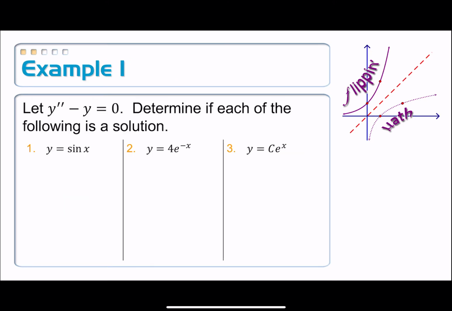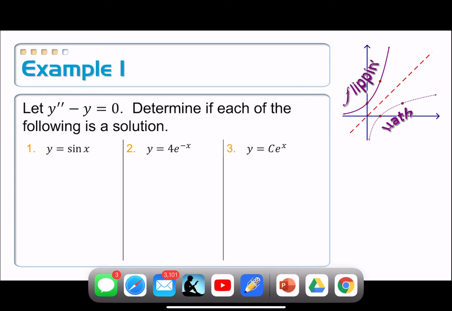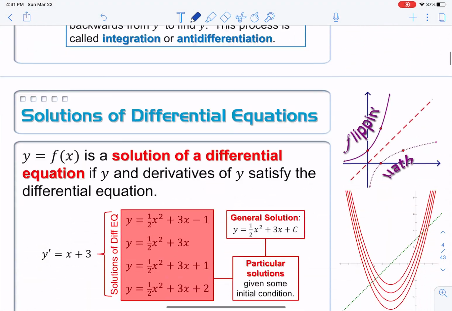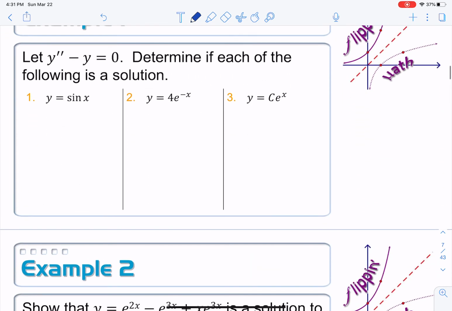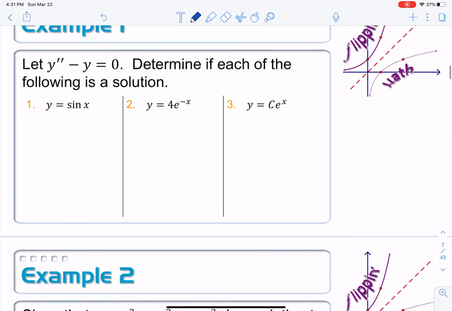All right, so in this first example, we're going to do exactly what we did on the previous warm-up question, is we're just going to check to see if each one of these is a solution to the differential equation y double prime minus y is equal to 0. So here we've got ourselves a second order differential equation because it has a y double prime in it. So let me scooch down right in here. So this is telling me that I need two derivatives and I also need the original equation. That should be pretty easy for each one of these functions.